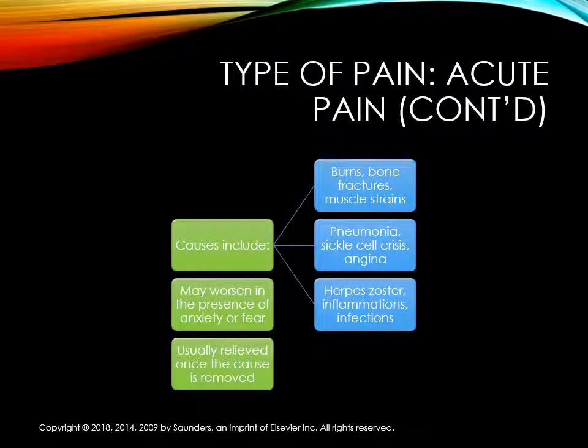Injuries causing acute pain may include burns, bone fractures, and muscle strains. Medical conditions causing acute pain may include the following: pneumonia, sickle cell crisis, angina, herpes zoster, inflammations, infections, and blockages. Acute pain may be described, again, as achy, throbbing, or even searing. It may worsen in the presence of anxiety or fear. It is usually relieved once the cause is removed.